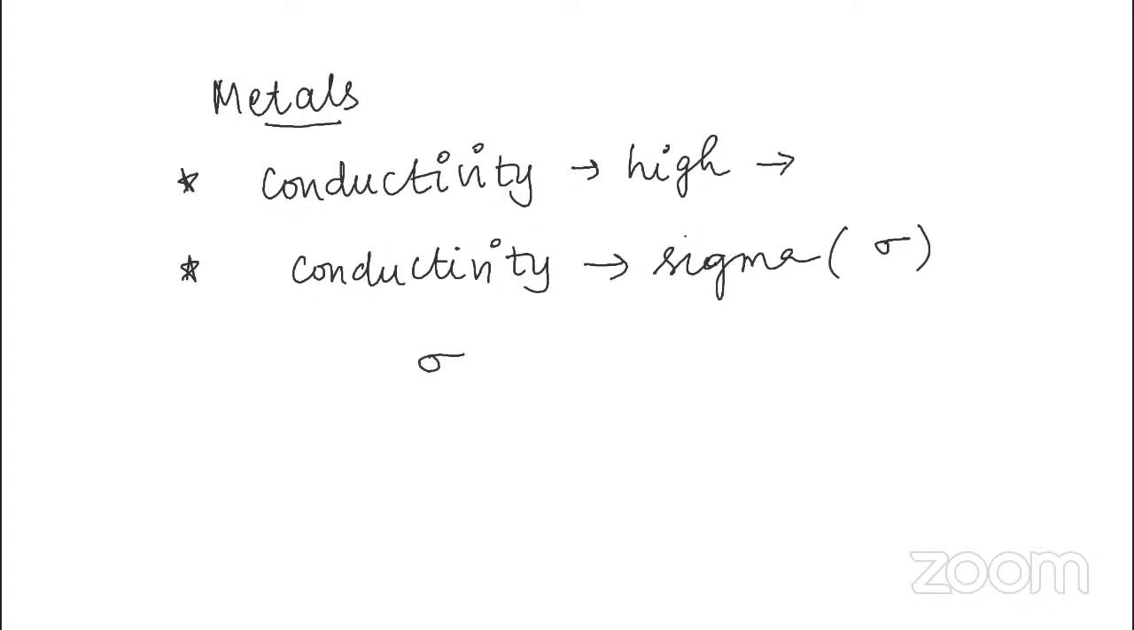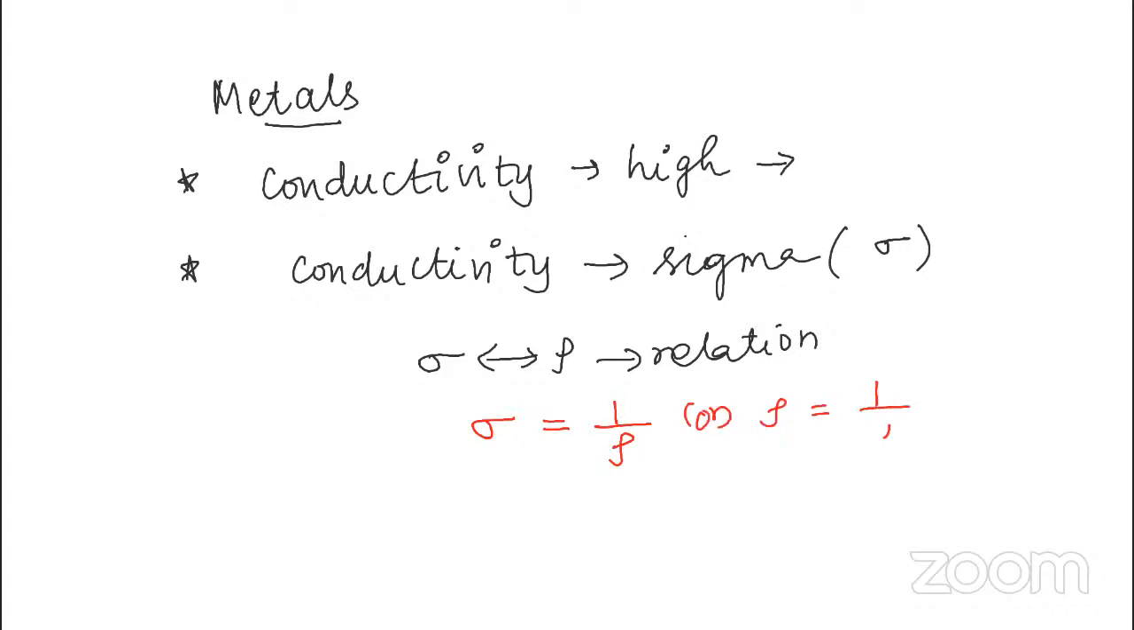Sigma and rho. Yes, it is inversely proportional. Right? Sigma and rho number relation எடுக்கிறோம். Okay, we have to take the relation between sigma and rho. So here sigma is equal to 1 by rho or rho is equal to 1 by sigma. So it is inversely proportional.